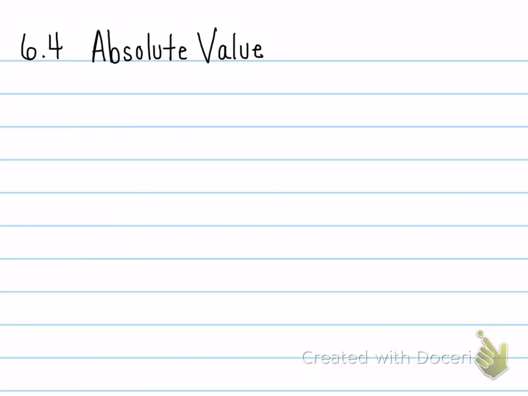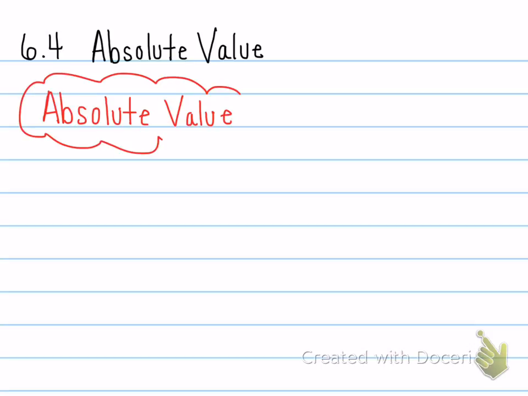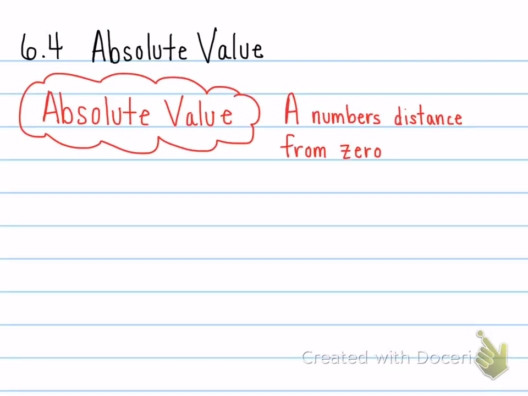In this lesson, we are going to learn about absolute value. Absolute value is a number's distance from zero on a number line. The symbol for absolute value is two straight lines with the number in between them.